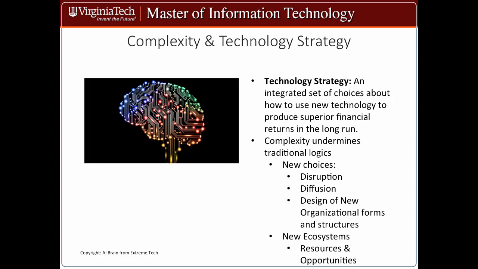So technology strategy, in response to these particular difficulties with complexity, refers to an integrated set of choices about how to use technology to produce competitive advantage or superior financial returns. What's different about it is that increasing complexity, driven by technological change, is undermining a lot of the traditional logics that we use. As the reading highlighted, this is bringing out a whole new array of choices that we have to make when we're running corporations.